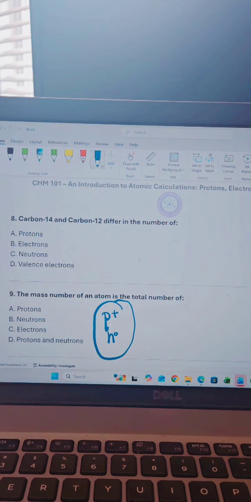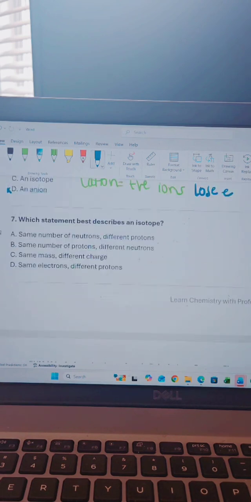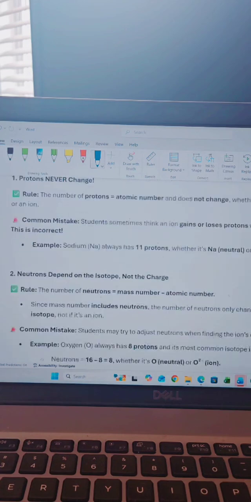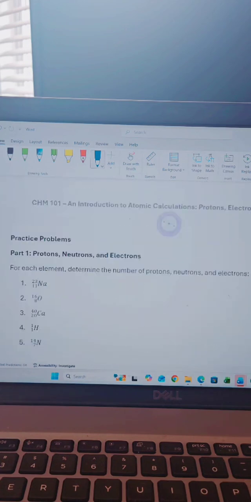Speaking of which, let's segue to that conversation. Celebel, I'm glad you brought this up. Isotopes. They have the same number of protons, but a different number of neutrons because of the mass. So let me go back up here to my notes so you all can see what an isotope is.